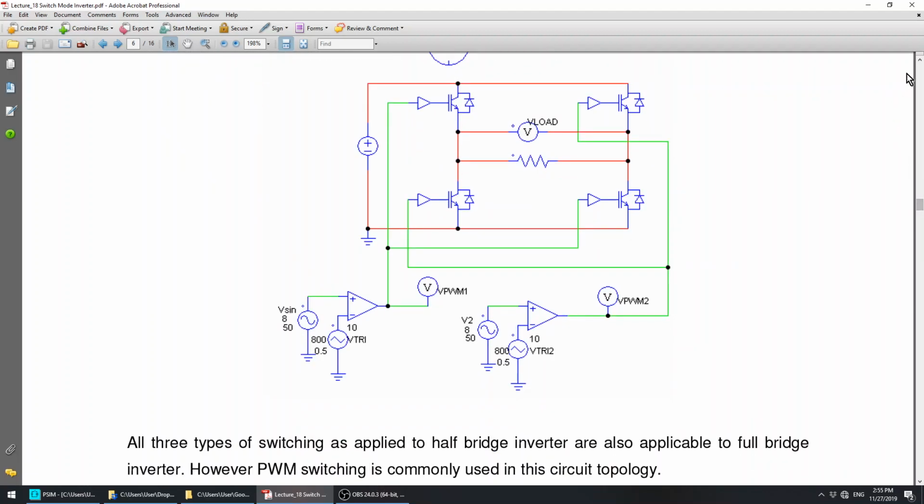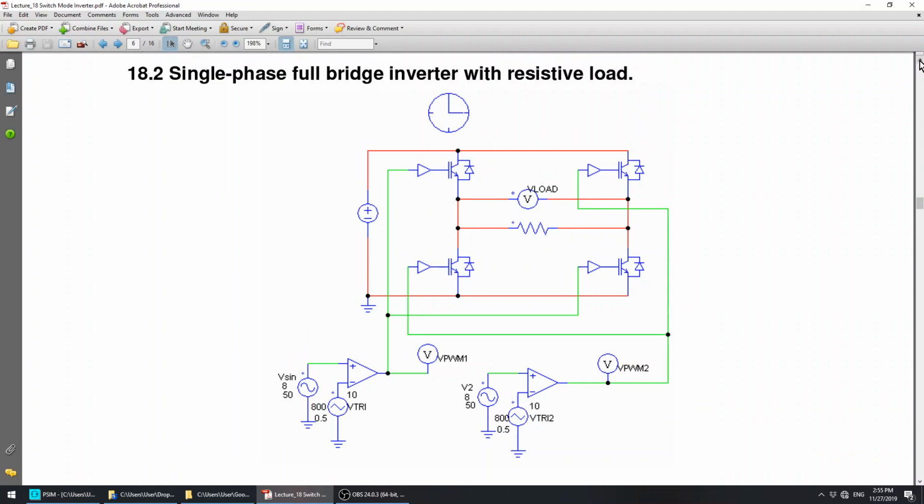Okay, we start with a unipolar. Once you see two comparators, that will tell you this is unipolar. Again, this full bridge inverter can also produce the square wave and quasi-square waveform. We just don't show it here. You can also have the square wave output as well as the quasi-square output. You can have both in the full bridge as well.